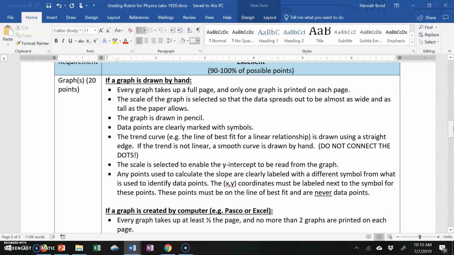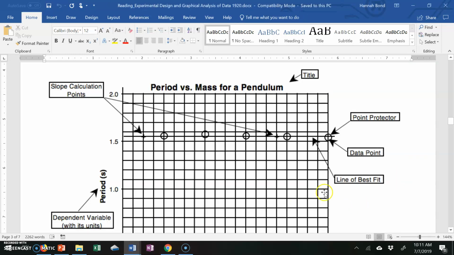Data points need to be clearly marked with some type of symbol. I'll just go to this picture, which is in the reading on experimental design and graphical analysis of data. Notice that there's a circle drawn around each data point. In this reading, it called that a point protector. What we're trying to do is to make sure that the faint pencil marks will not be overlooked. They might get overlooked because they may be lighter than the grid of the graph paper.